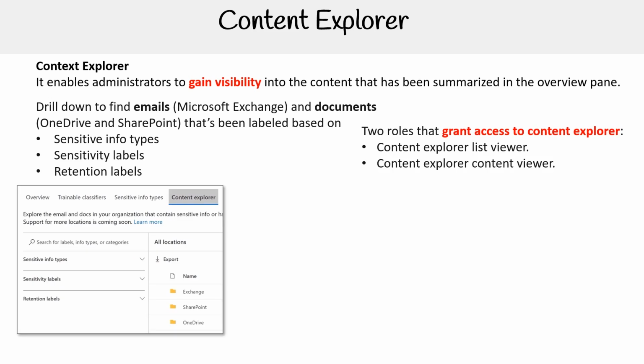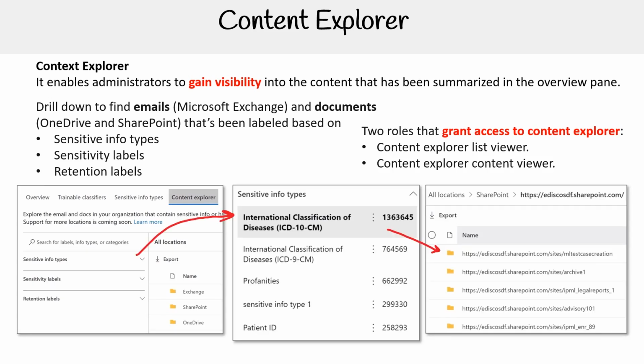So the idea here is you have broad categories on left-hand side. So you see the 3 categories: sensitive info types, sensitivity labels, and retention labels. And then what you'll do is click into one, and then they'll have specific actual items underneath, and you click into one of those. And then from there, you can go on the right-hand pane over here. You can go and explore different documents and files to identify that kind of information.